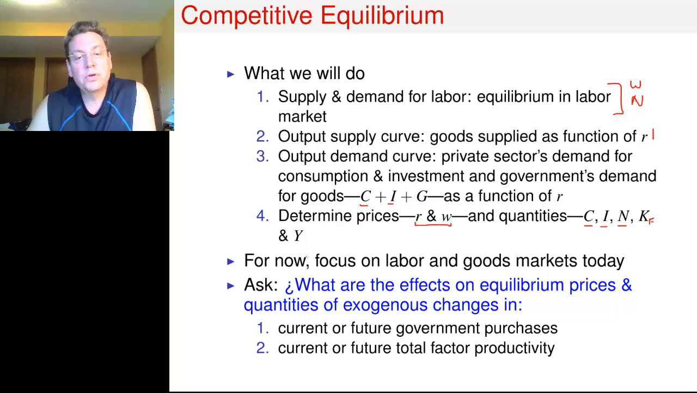Okay, so we're going to focus now just on labor and goods markets in the present period, the current period. And what we want to ask is what happens to equilibrium prices and quantities if exogenous things change? The exogenous things we'll focus on will be changes in either current or future government purchases and changes in current or future total factor productivity.